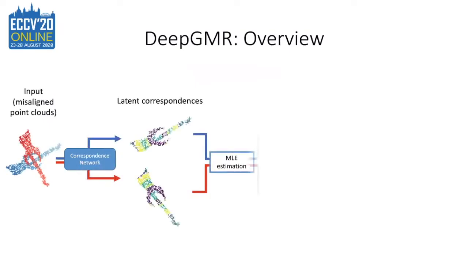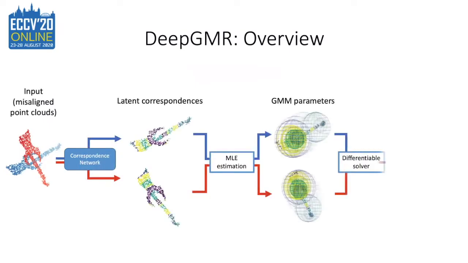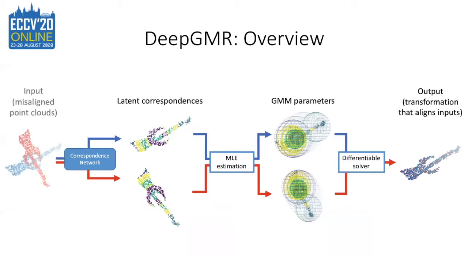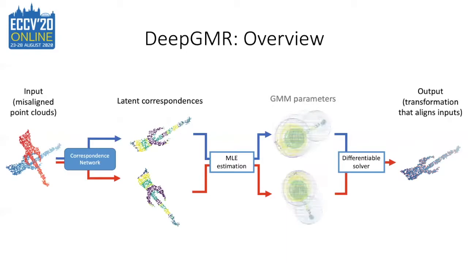Deep Gaussian Mixture Registration, or DeepGMR in short, is a novel point cloud registration algorithm that integrates 3D deep learning with probabilistic inference. Given two misaligned point clouds, it tries to recover the ground truth transformation by maximizing the likelihood of the inputs under a learned Gaussian mixture distribution.